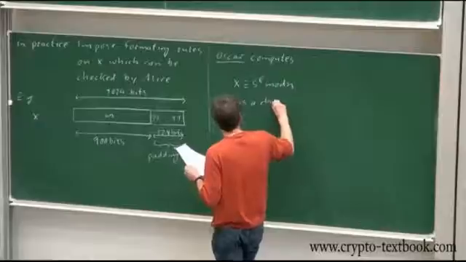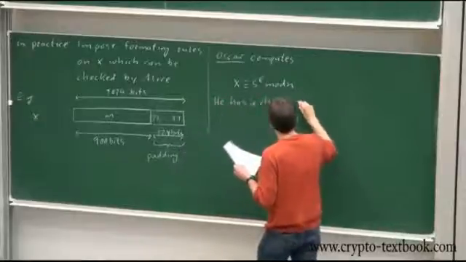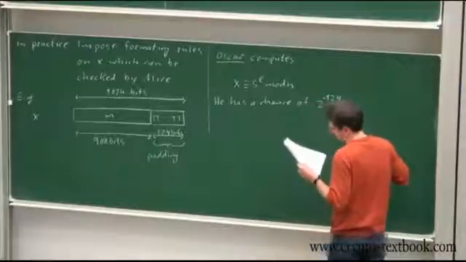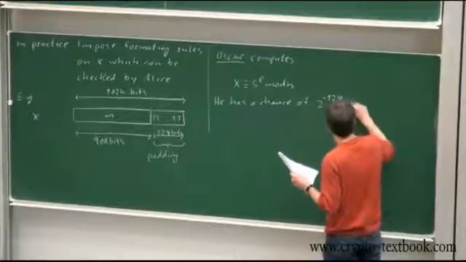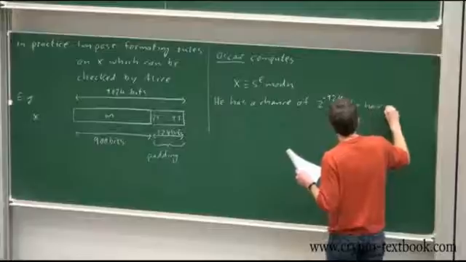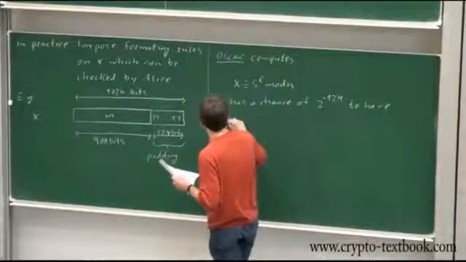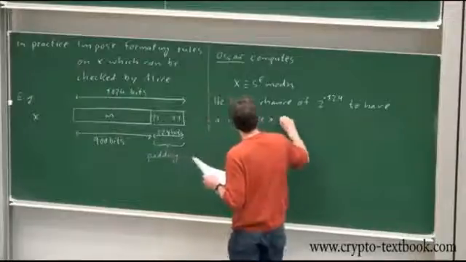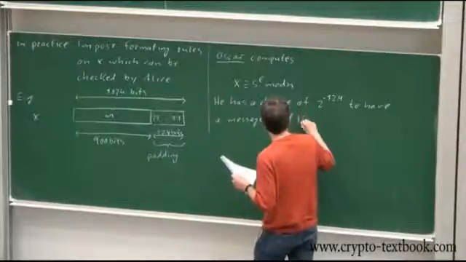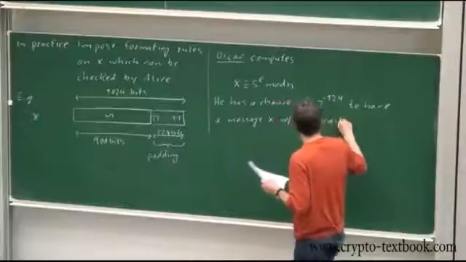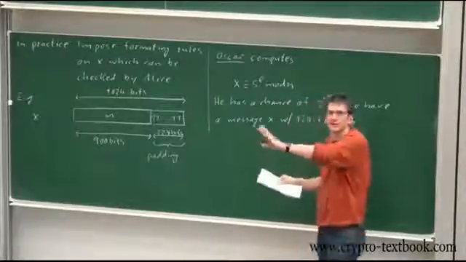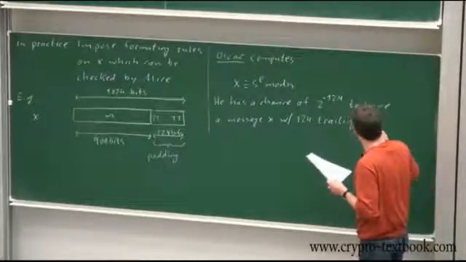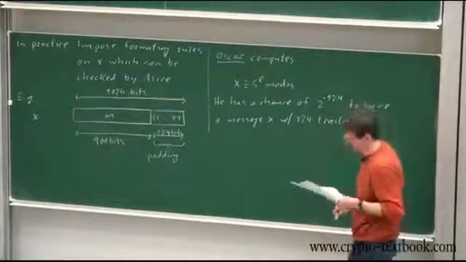So he has a chance of 2 to the minus 124 to have a message X with 124 trailing ones. Trailing means am Ende stehen, ja? Trailing ones. Okay?